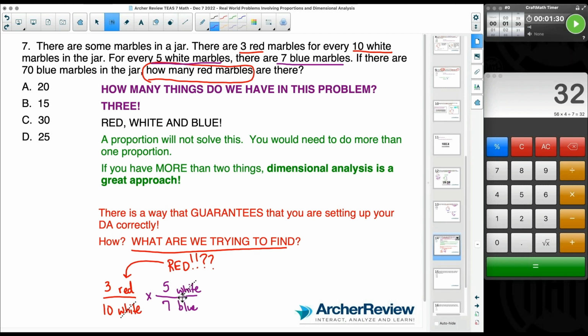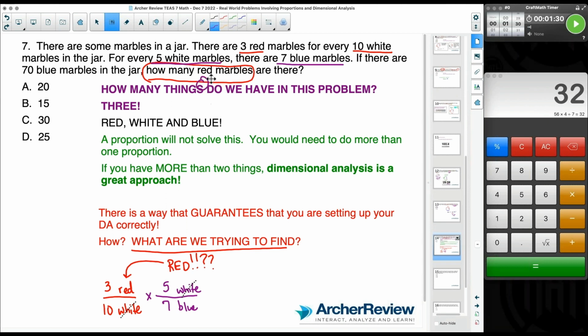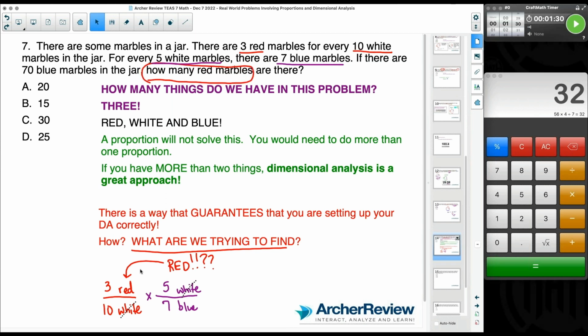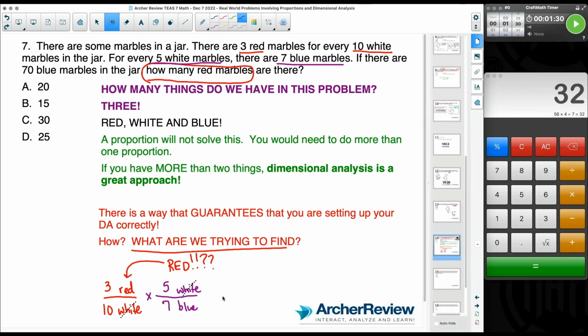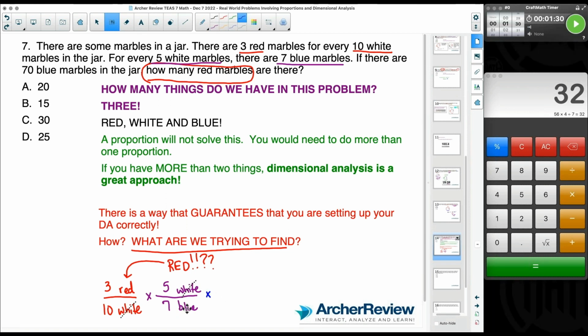We don't want blue in our answer. The only word that we want in our answer is what the question is asking for. The question's asking for red. That's the only word I want in my answer. So we've got to get rid of blue. How do we get rid of the word blue? Same way we got rid of white. Since blue is at the bottom, I'm going to put blue at the top.